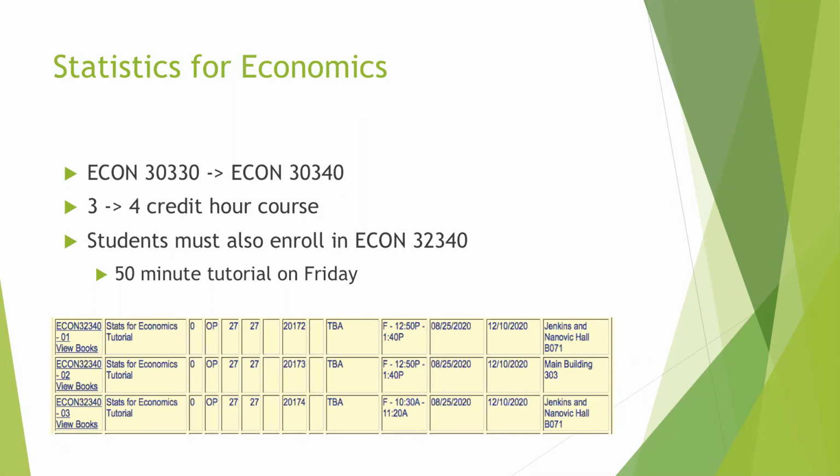So when students enroll in statistics for economics now, you'll need to enroll in both Econ 30340, which is stats for econ, and also what's shown below, which are sections of the stats for economics tutorial, Econ 32340. The purpose is to provide better resources to help prepare students for the rigorous econometric training they're going to get in the following course.